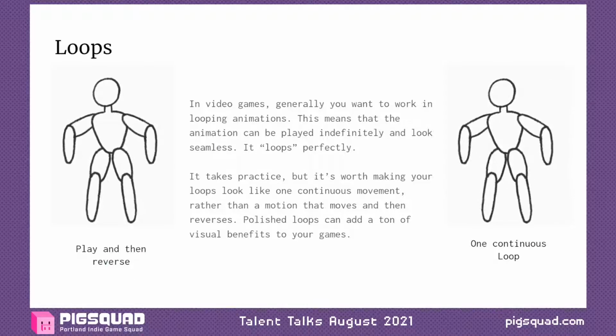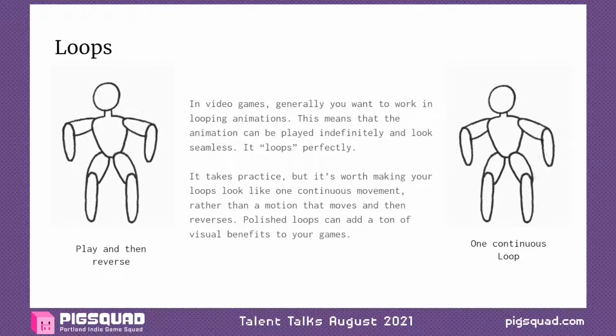Next, I'm going to talk a little bit about loops. This isn't really a basic principle of animation, but it's something that's really handy. In video games, generally you want to work in looping animations. This means that the animation can be played indefinitely and look seamless. In other words, it loops perfectly. It does take practice, but it's worth making your loops look like one continuous movement rather than a motion that moves and then reverses. Polished loops can add a ton of visual benefit to your games. Loops are going to be things like this example here, which is an idle animation or a walk animation. Generally in games, things tend to loop more than they play just one time, so it's a good thing to practice.